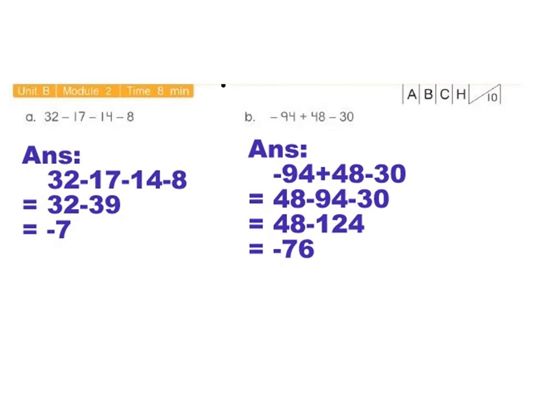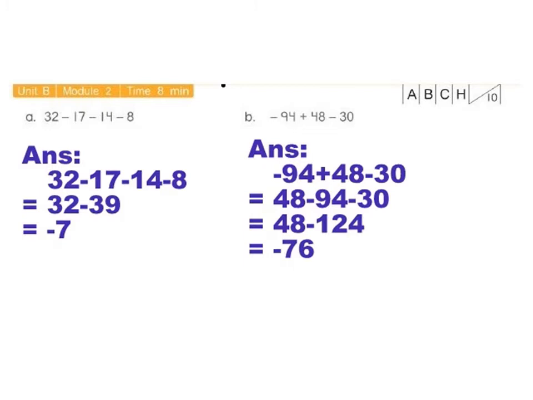So in the first question, 32 minus 17 minus 14 minus 8. After rearrangement, we get 32 minus 39. So the final answer will be minus 7.